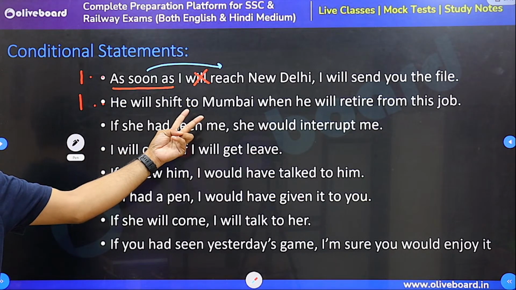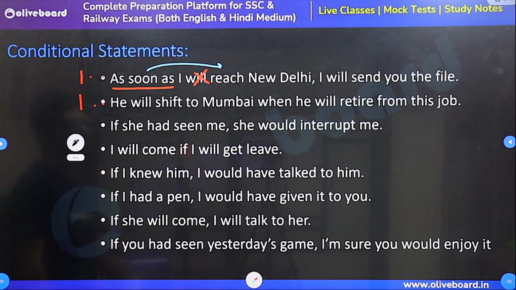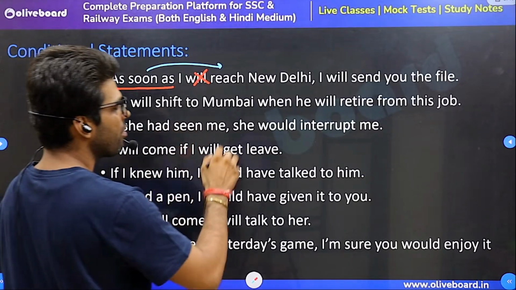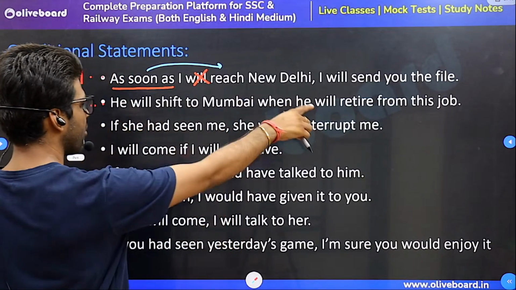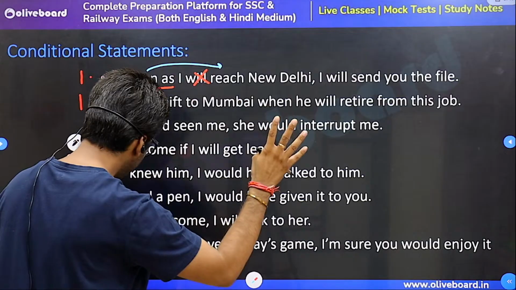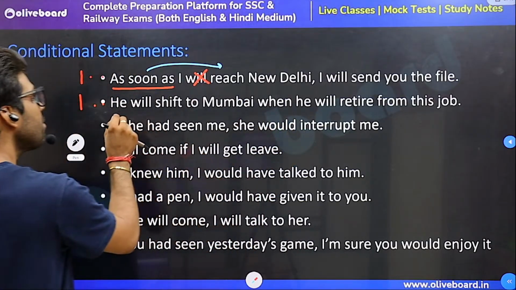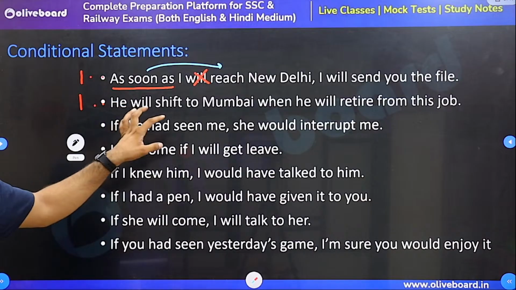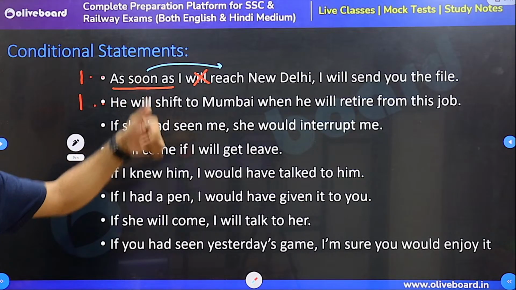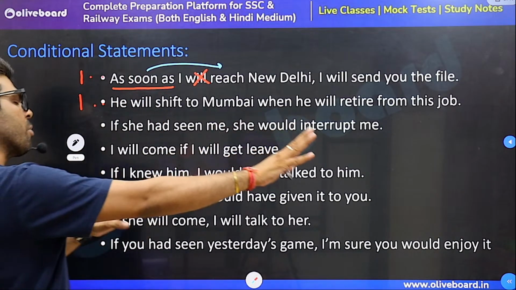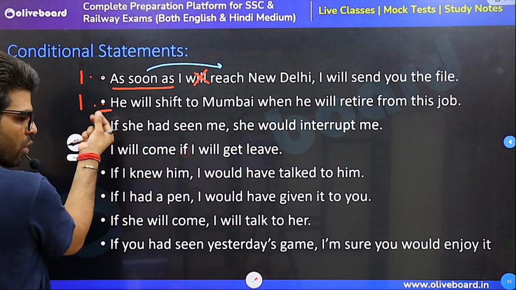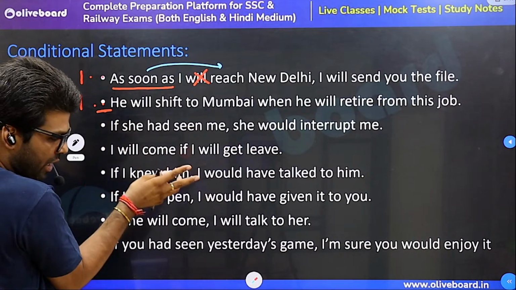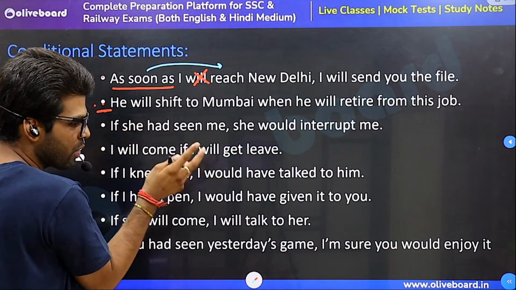Everyone, doubts welcome. He will shift to Mumbai when he will, just a sec. Got the error, but I have to remove it from this one or that one. This is the result, everyone. Absolutely, Manoj. He will shift to Mumbai. That's not a condition. There is no conjunction here. If you say, if he goes, when you say, etc.